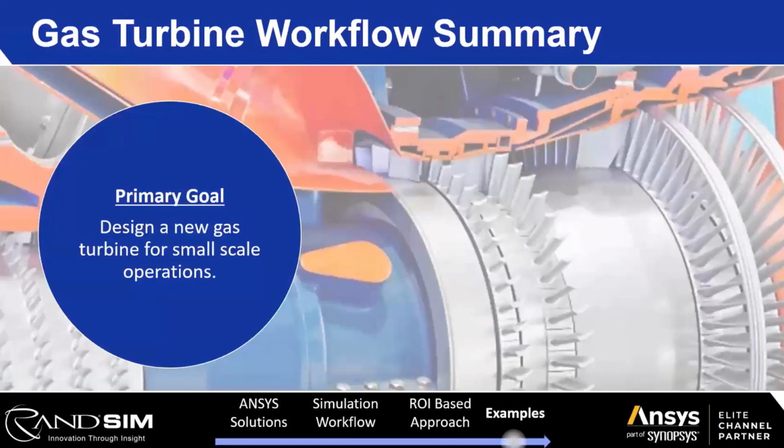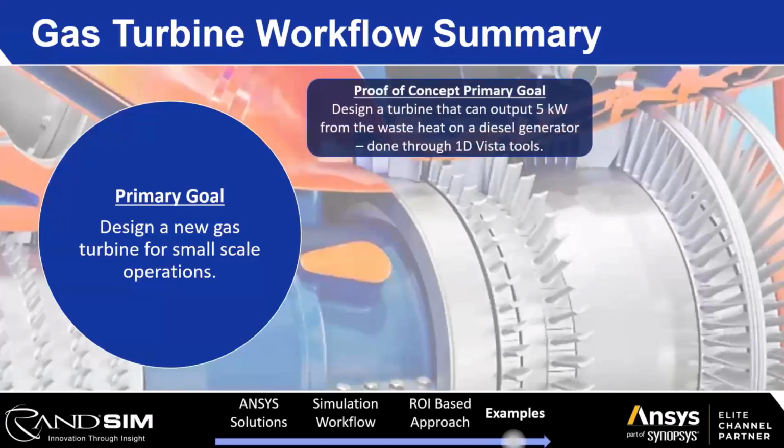This is all over energy infrastructure. A lot of power generation is done through gas turbines. And so let's say that we have a primary design goal of designing a new gas turbine for small scale operations. In particular, maybe it's for extracting excess energy off of the exhaust stack of a diesel generator. And so our first endeavor should be that proof of concept, right? Wanting to make sure that we're hitting the mark with something that actually meets our design goal.